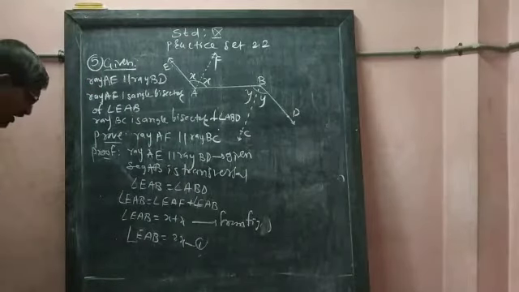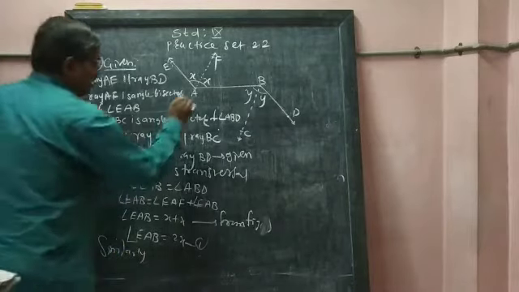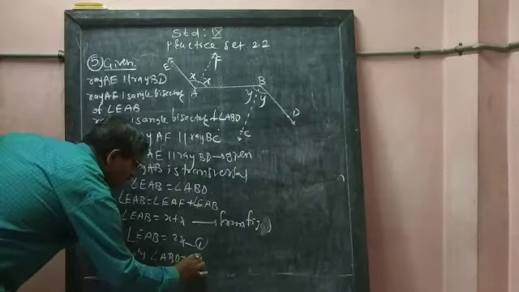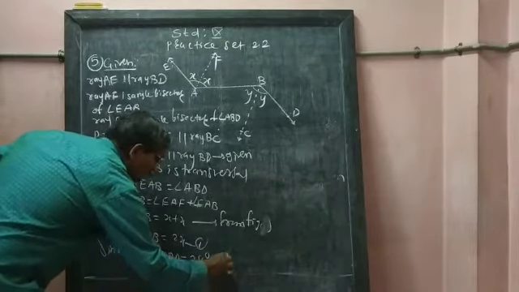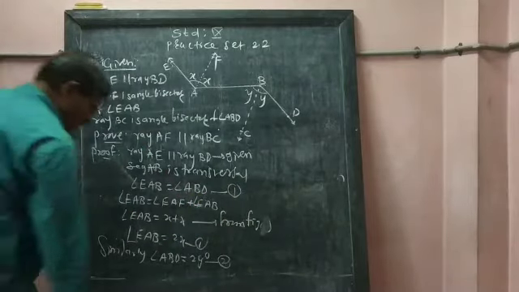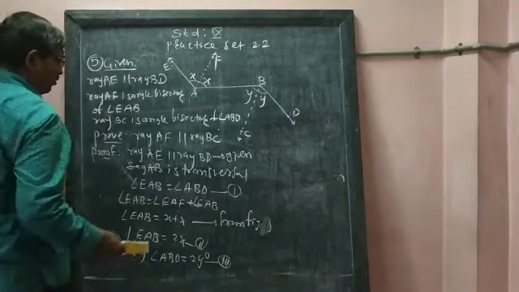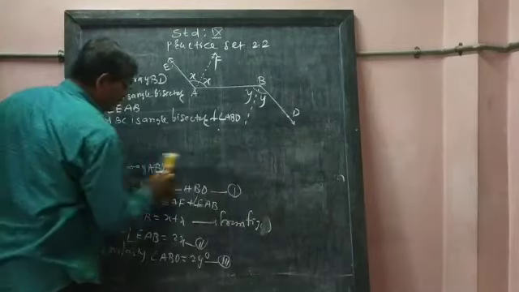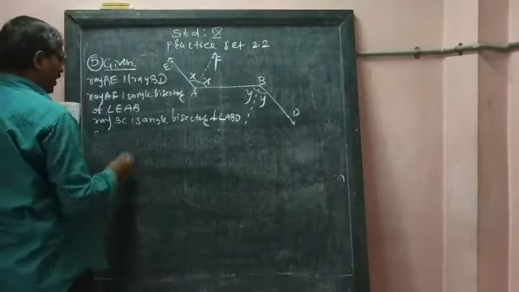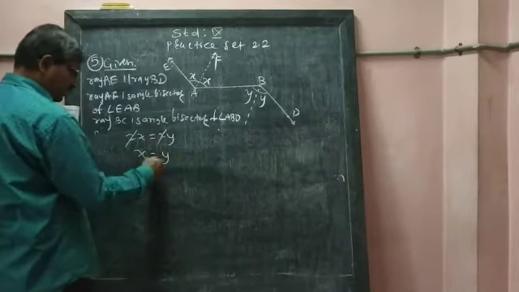Then similarly we can write angle ABD is equal to 2y, number 2. Actually this is number 1, this is number 2, and this is number 3. Then what will you get from 1 to 3? The fact is that 2x is equal to 2y. Then 2 is cancelled, x is equal to y.